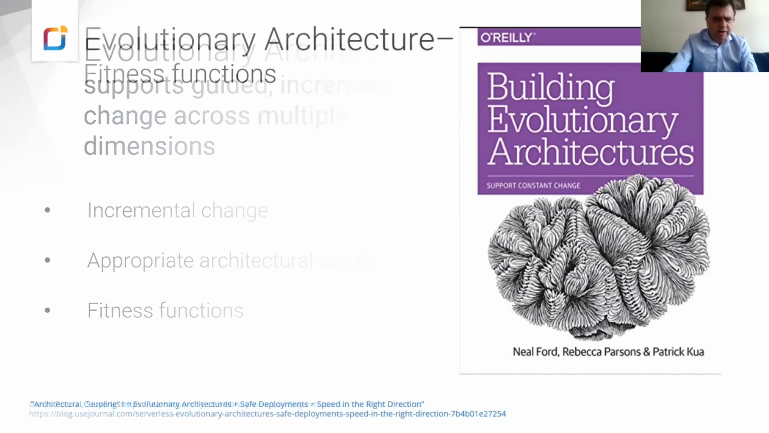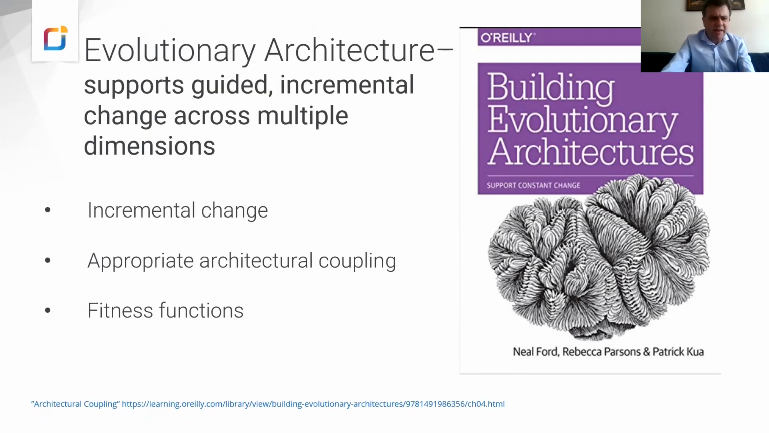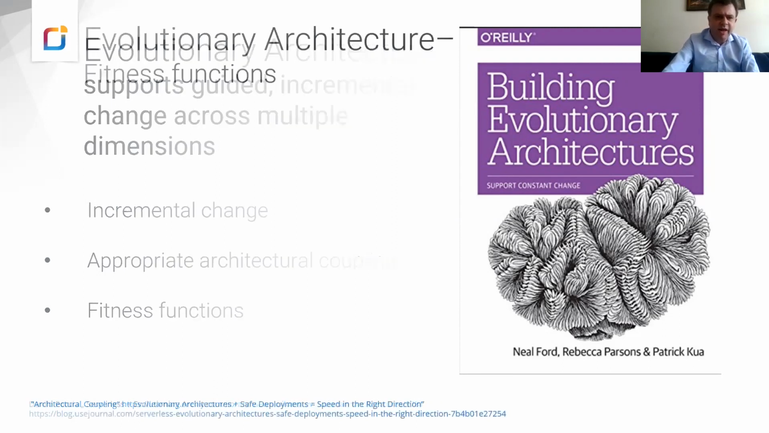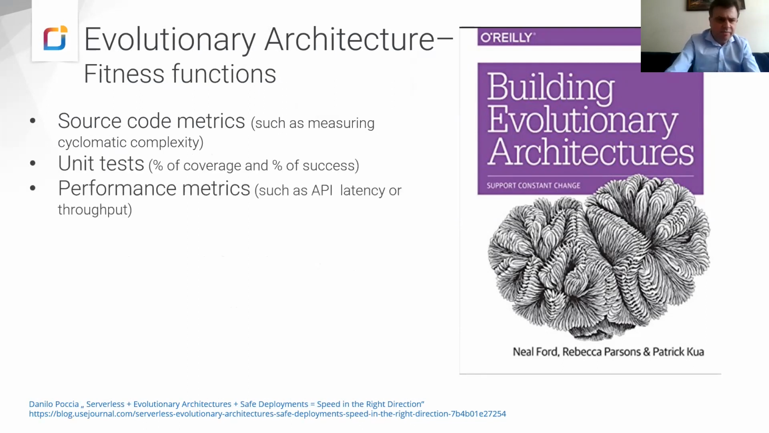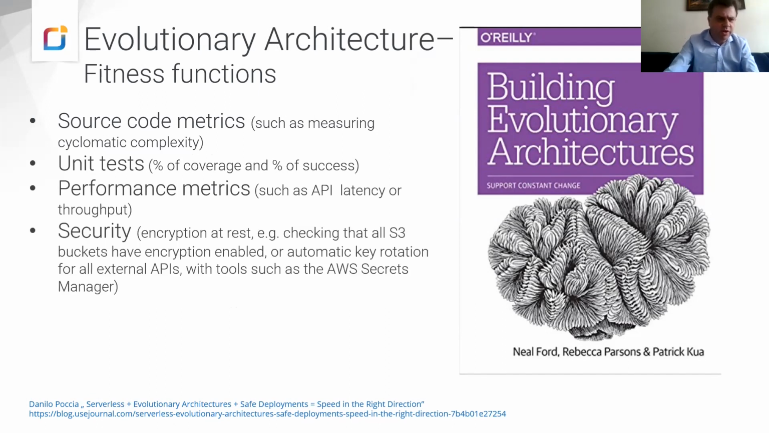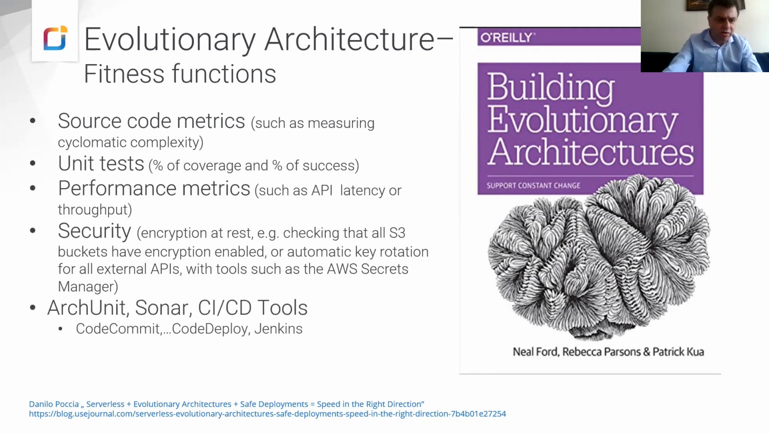I mean, incremental change and appropriate coupling are probably things that are quite well understood, but fitness functions relate to things that are also very common. It's source code metrics, like cyclomatic complexity, also unit test coverage percentage, performance tests where we test our latencies and throughput, security in the cloud, whether all your buckets are private, and also whether you do key rotation and so on.